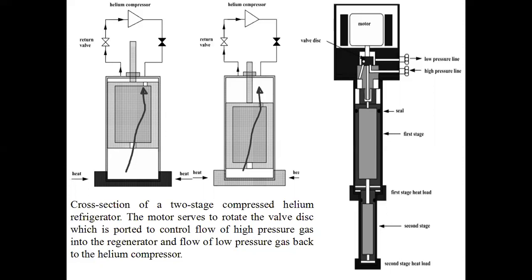The motor serves to rotate the valve disc, which is supported to control the flow of higher pressure. This is a low pressure line, this is a high pressure line, and the motor will operate this valve disc to move it up and down. For example, if this valve disc is moving upwards, then the high pressure line will be operated and gas will be sent inside. Whereas the low pressure gas will be sent by moving this valve disc downwards.